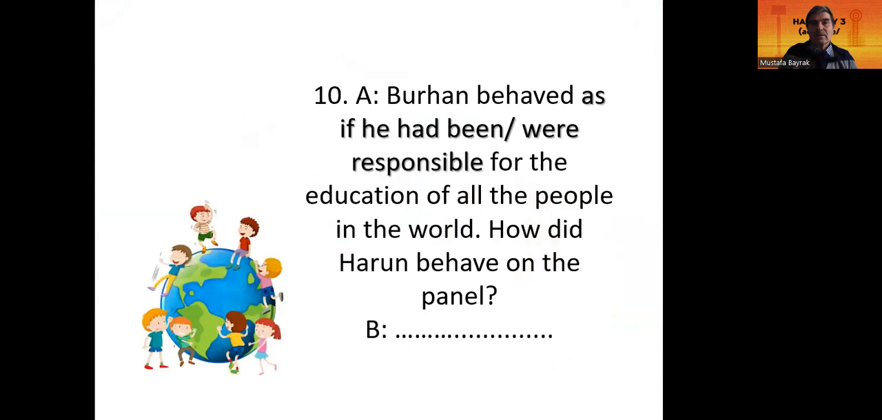Dialogue 10, Burhan behaved as if he had been, as if he were responsible for the education of all the people in the world. Yes, but this happened yesterday. Burhan behaved as if he were responsible for the education of all the people in the world, or as if he had been responsible for the education of all the people in the world and for a long time. How did Harun behave on the panel? Harun behaved yesterday as if he had read all the books in the world. So this is also impossible.